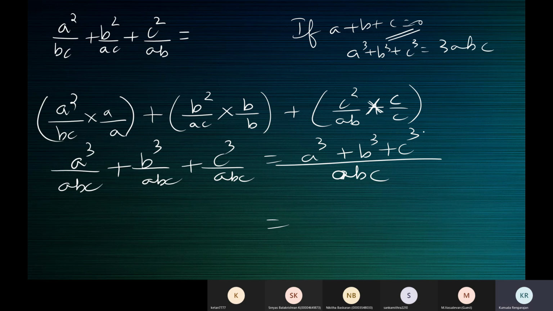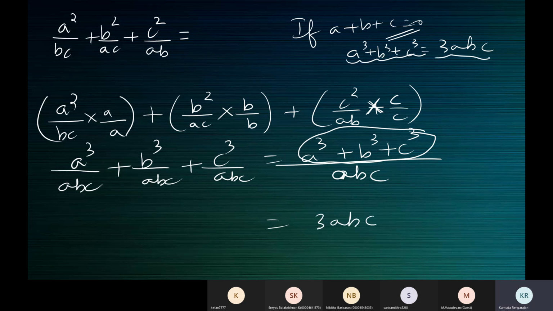So you can replace the numerator. See, in the numerator, we have A cube plus B cube plus C cube. This can be replaced with 3ABC, because the value of A cube plus B cube plus C cube is 3ABC. So 3ABC by ABC, ABC gets cancelled. So the value of the given expression is 3.